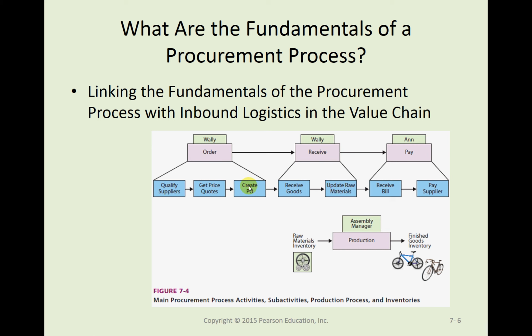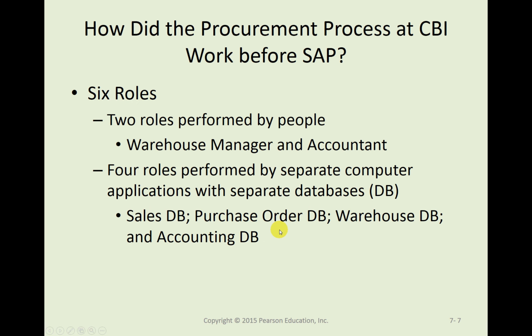So Wally is also the same person that receives in the bicycle parts and stores them and updates his raw materials inventory. Anne, on the other hand, works inside, and she's the one that receives the bill from the vendors and pays them. So altogether, we had Anne and Wally, and they are the warehouse manager, procurement manager, and accountant. And then we have these four different databases.